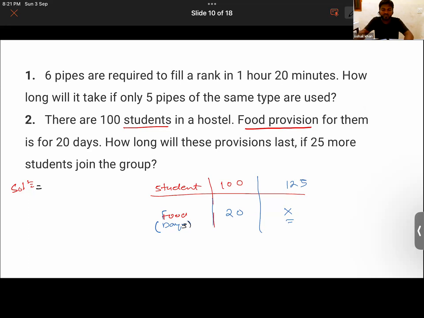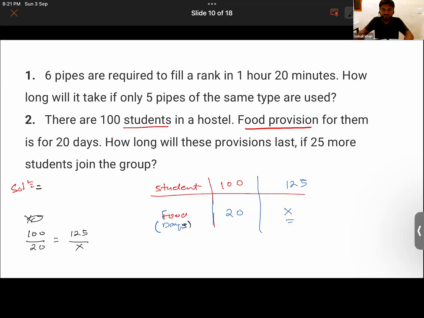So 9 days. Okay, let's check it out. What about you, Ahmed? Sir, still solving it right now. Okay, I will wait for a minute. Meanwhile, Arham, check if your answer is correct or not. Yes, sir. Again, recheck your answer.